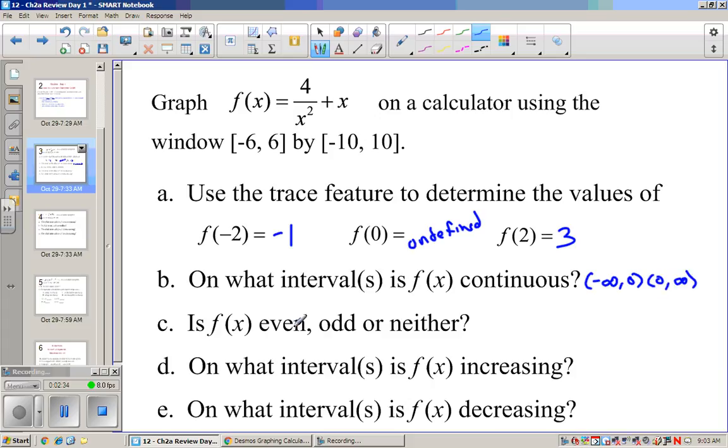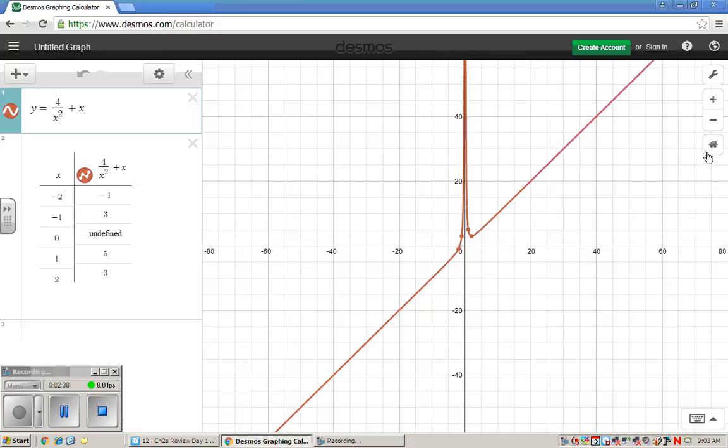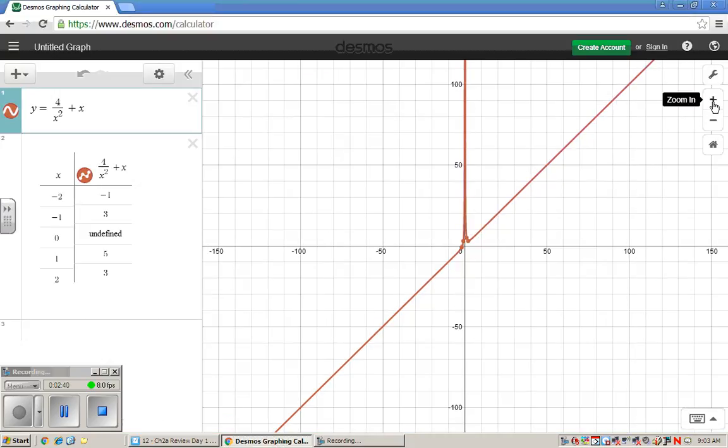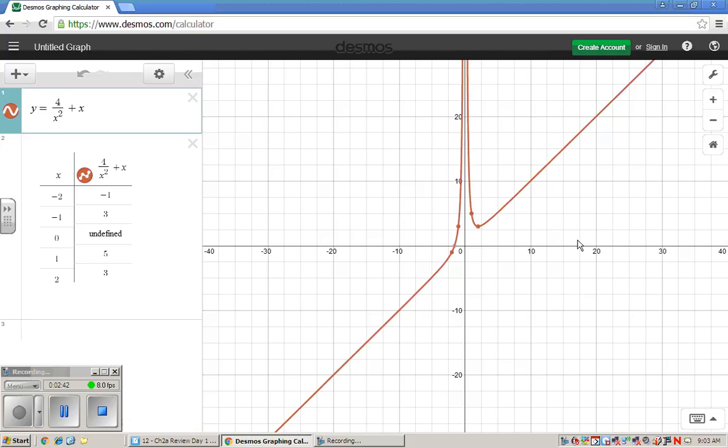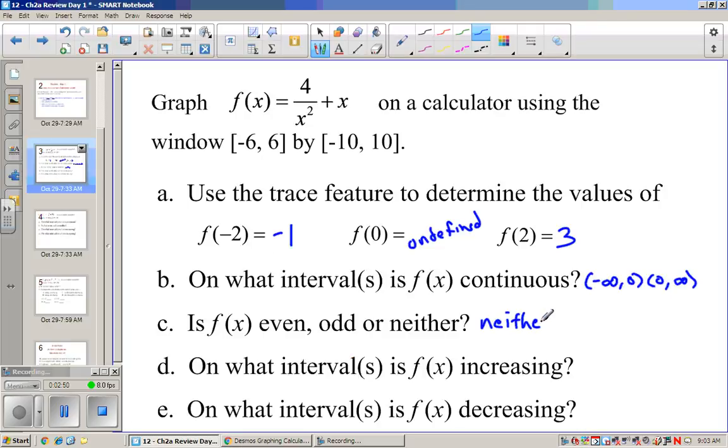Our next question asks if it's even, odd, or neither. This particular graph is very easy to see, I'm going to zoom in, that it has no line symmetry and it also has no rotational symmetry. So our answer there is a quick, easy neither.